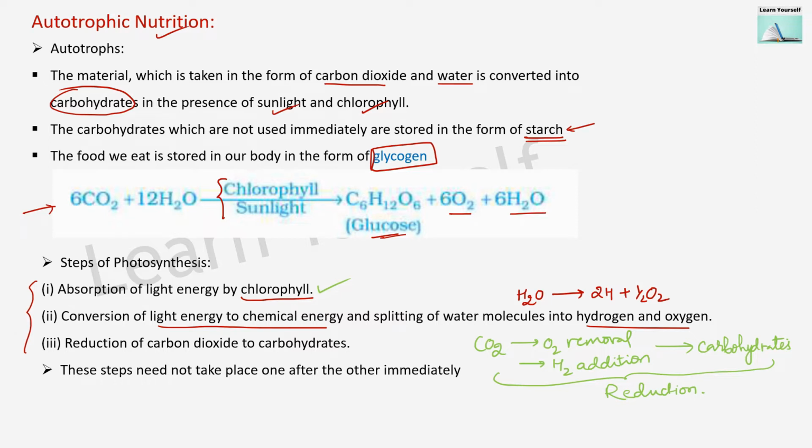Now these steps need not take place one after the other immediately. They will happen whenever it is necessary. Step by step, all three things will not happen immediately. They will happen wherever it is necessary. We are going to discuss this point more when we learn about desert plants.